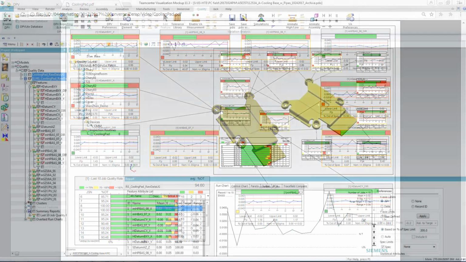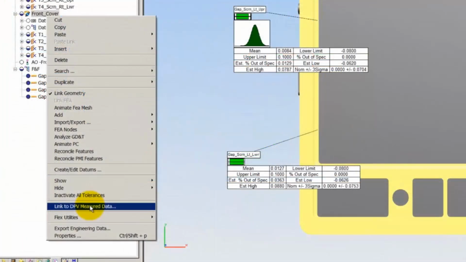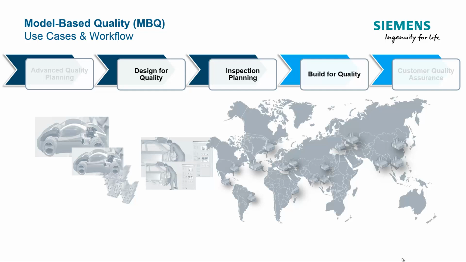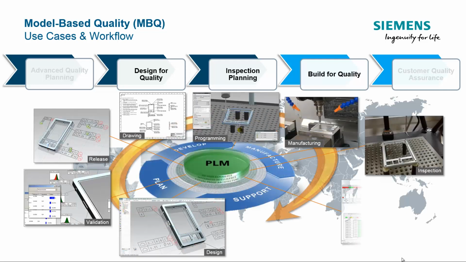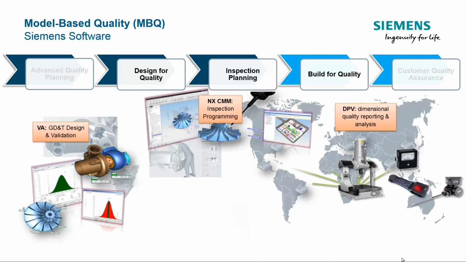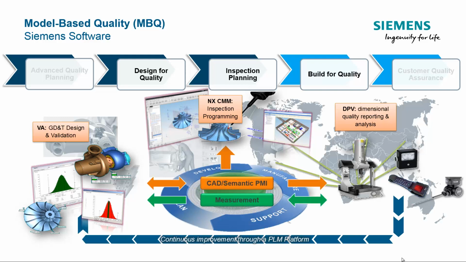Engineers can also investigate root causes of build quality issues in the DPV interactive analysis environment. All these shop floor measured data can be accessed by VSA for data-driven simulation and updating the tolerance library, hence the quality loop is now closed. The entire process from using VSA for GD&T design and validation, NX CMM for inspection programming, and DPV for build quality reporting and analysis forms the Siemens model-based quality solution. A true end-to-end quality engineering solution to help with achieving affordable quality.